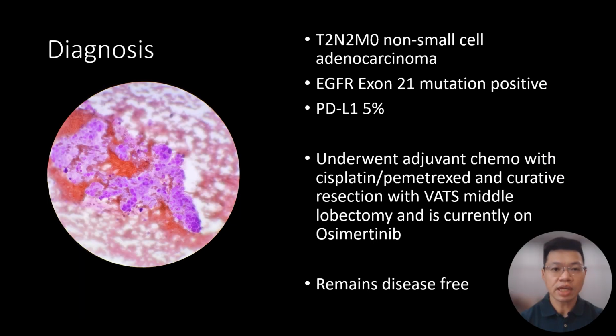The rapid on-site evaluation was positive for malignancy, and histology for both the station 7 lymph node and lung mass showed TTF1 positive non-small cell lung adenocarcinoma. EGFR exon 21 mutation was positive and PD-L1 expression 5%. She underwent adjuvant chemo with cisplatin pemetrexed and then curative resection with VATS middle lobectomy. She is currently on osimertinib and remains disease-free.